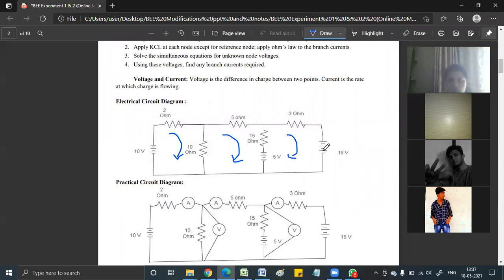So this is as good as in Tinkercad what we did. We found out what is the current through 2 ohm, what is the current through 5 ohm, and what is the current through this 3 ohm. We used 3 ammeters, right? If you remember. And for nodal analysis, we found out these node voltages.